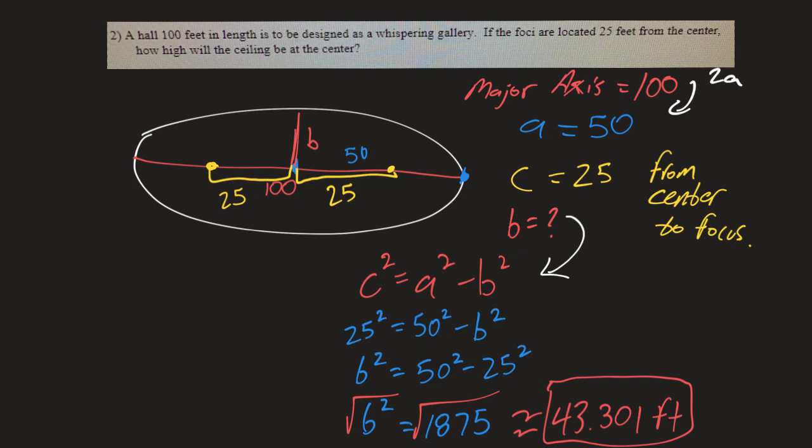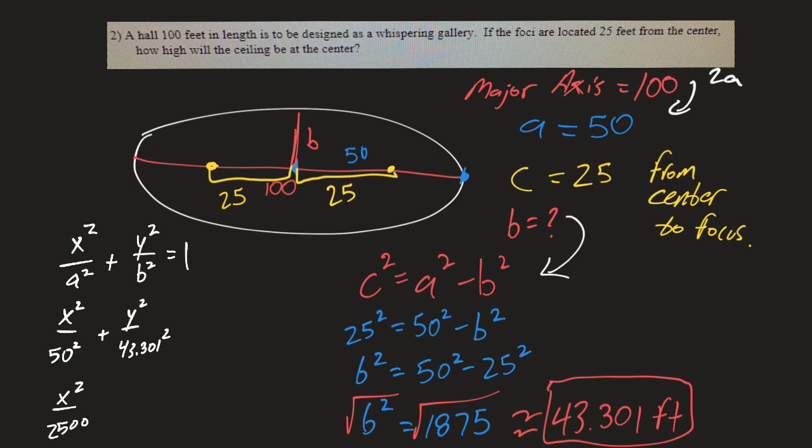Just to make sure that we have everything locked down, we could go ahead and write the equation for this ellipse, and remember the basic form, x squared over a squared plus y squared over b squared equals 1. And again, this is the horizontal form, right? y squared over a squared would have been if we were vertical. So now just plug in our numbers, x squared over 50 squared plus y squared over 43.301 squared. And we know we're going to end up with x squared over 2500 plus y squared over 1875 equals 1. All right, so that's our equation for the whispering gallery, but it didn't really ask us for that, but we can very easily find it just plugging in our a and b values into that.